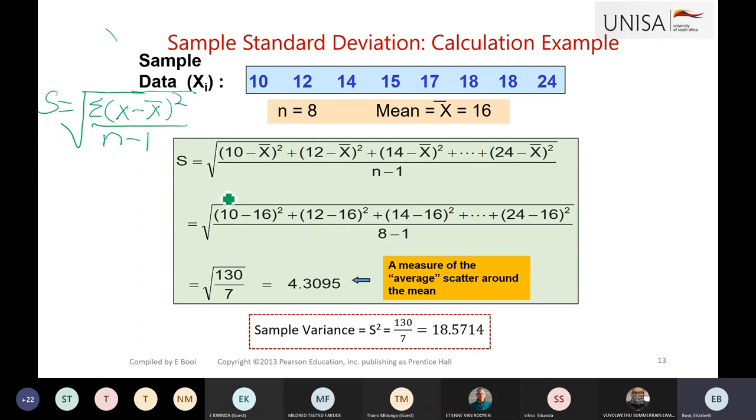Then we can do the calculation. 10 minus 16 is minus 6. Square the answer: minus 6 times minus 6 is 36, and you can write the answer down. I didn't go that route of writing all the answers, so this will have been 36, not 36 squared, but just 36. Let me use a red pen.